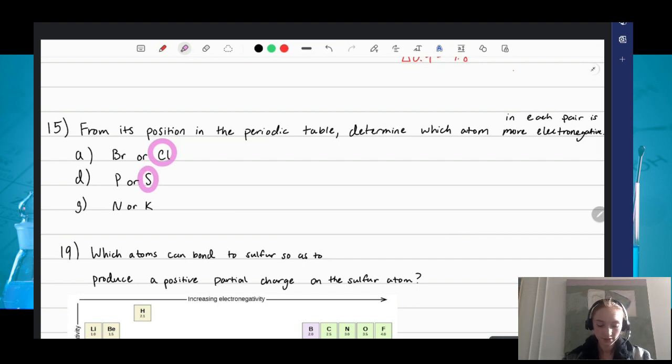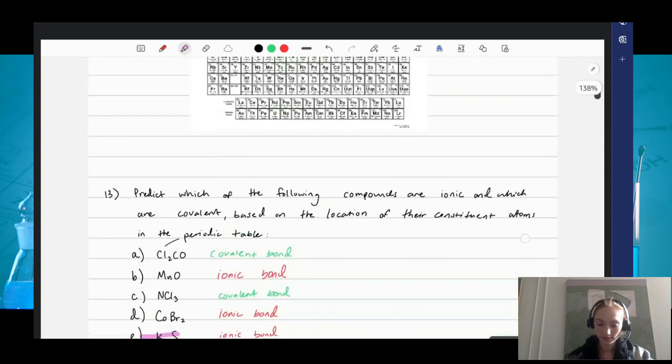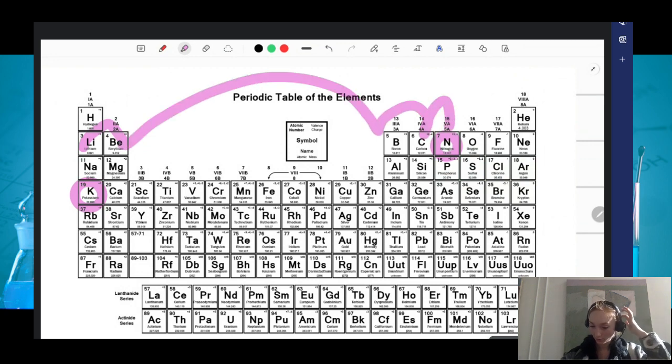And the last one in this question is nitrogen or potassium. Okay, so let's look at these two. Nitrogen is right here, and potassium is right here. Right off the bat, we know nitrogen is way up there to the right. I believe it's 2 rows up, and its charge is 1, 2, 3, 4. It's 4 charges to the right.